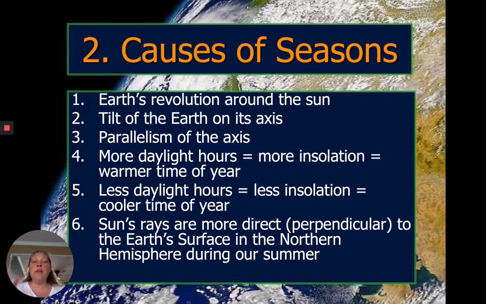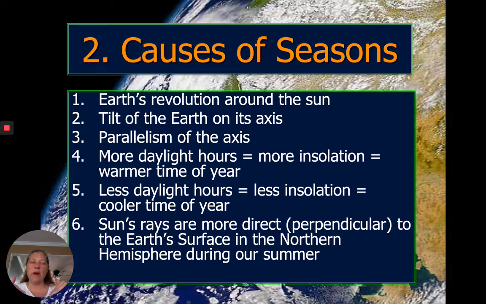Remember that it's all about the insolation. So that tilt creates differences in intensity of insolation and duration of insolation. So number four is when there's more daylight hours, there's more insolation and there's a warmer time of year. So that's the duration of the insolation, or how many hours per 24-hour day is the sun above the horizon. When there's fewer daylight hours, there's a shorter duration of insolation, and the earth and the land and the water is warming up less, and that creates the beginnings of the colder time of year, the winter season. And the intensity of the insolation.